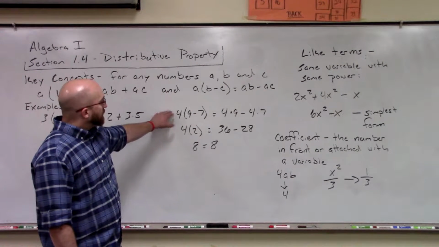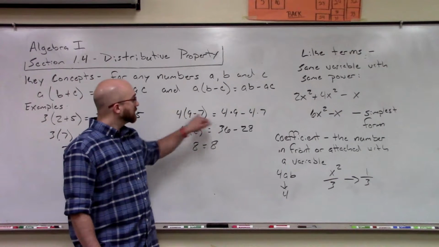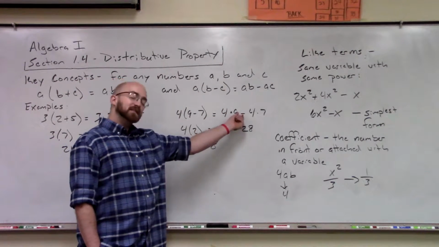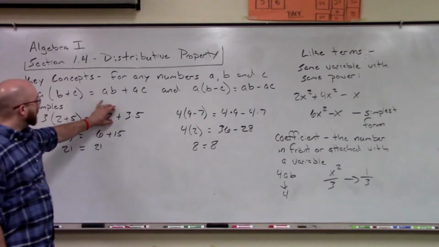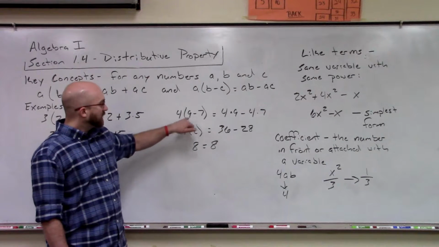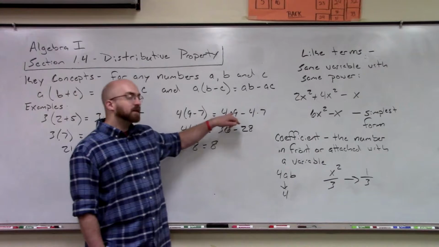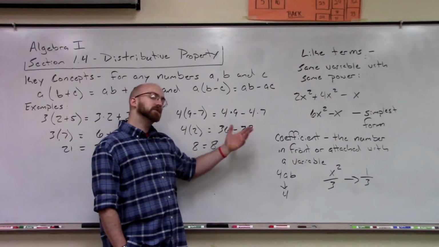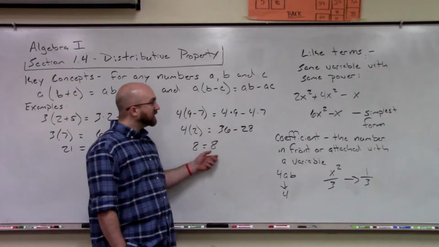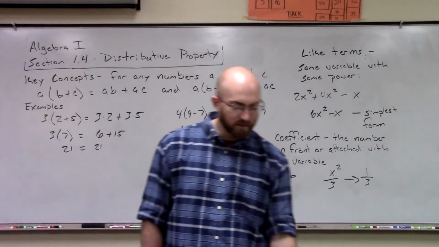Here's another example. It's 4 times (9 minus 7). So 4 times 9, there. 4 times 7, there. Minus stays there, okay, like the plus. This stays plus, this stays a minus, all right? So we get 9 minus 7, 2. 4 times 2 is 8. Then we get 4 times 9 is 36. 4 times 7 is 28. Subtract them, we get 8, okay?